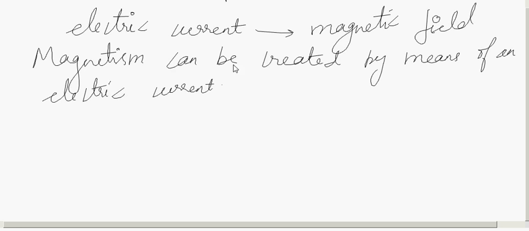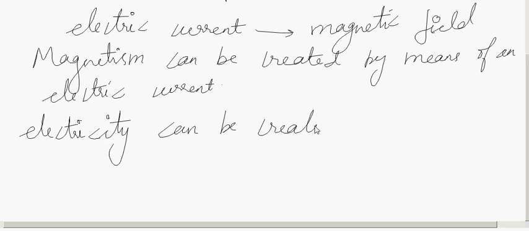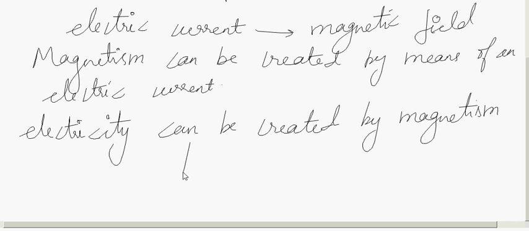Magnetism can be created by means of electric current. So, can we produce electric current using a magnetic field? The converse: electricity can be created by magnetism, but how?